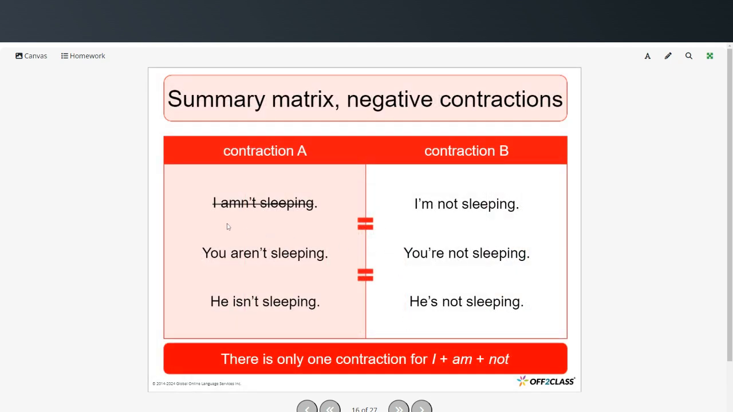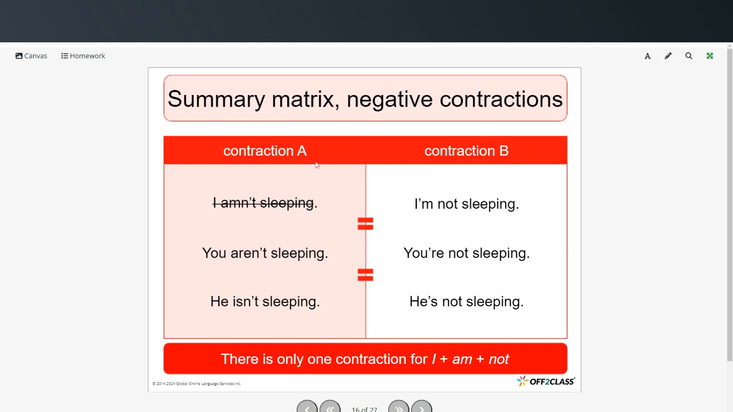Now, there's no contraction for am not or I'm not. So you can't say I amn't sleeping. Amn't is not a proper word. So you would just either have to say I am not sleeping or I'm not sleeping.